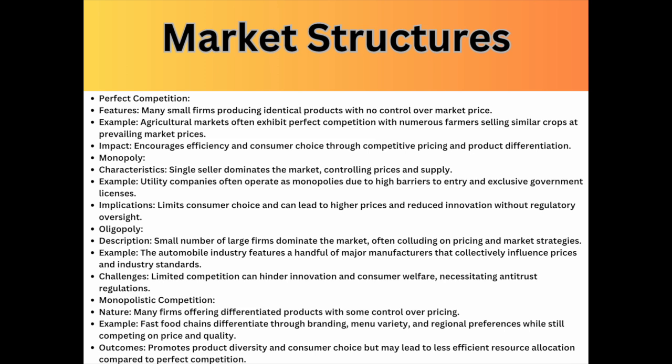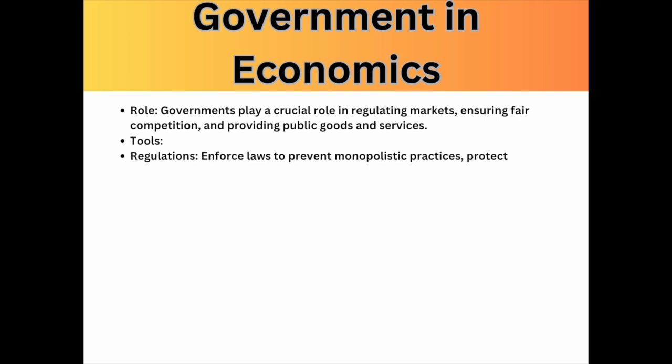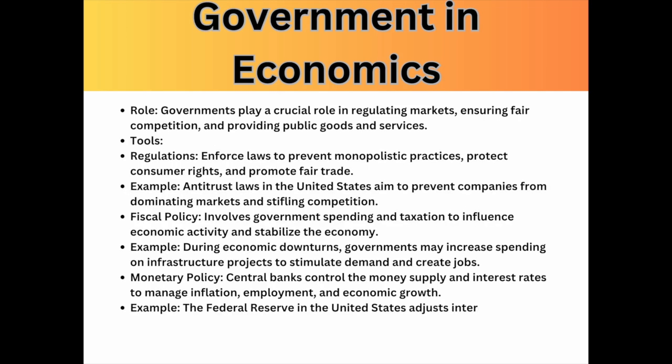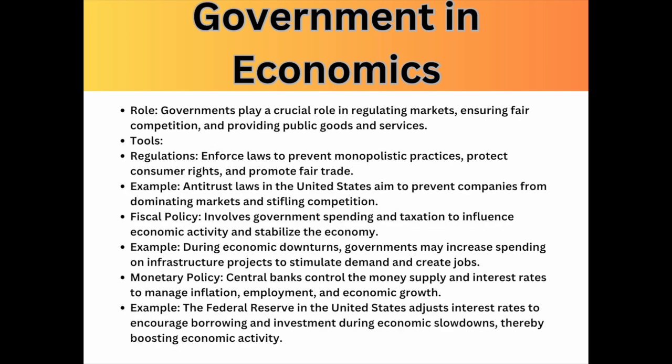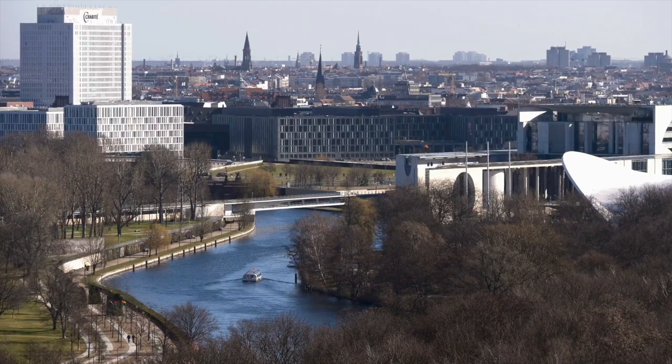Now we'll be looking at the final thing, which is the role of government in economics. Governments play a crucial role in regulating markets, ensuring fair competition and providing public goods and services. Governments enforce laws to prevent monopolistic practices, protect consumer rights, and promote fair trade. Antitrust laws in the United States aim to prevent companies from dominating markets and stifling competition.